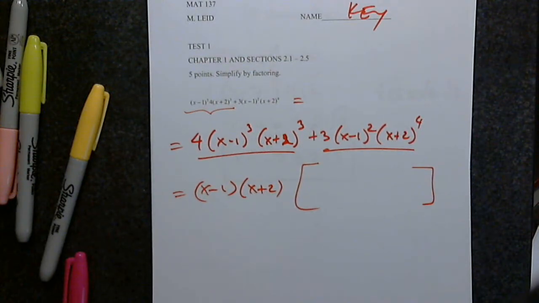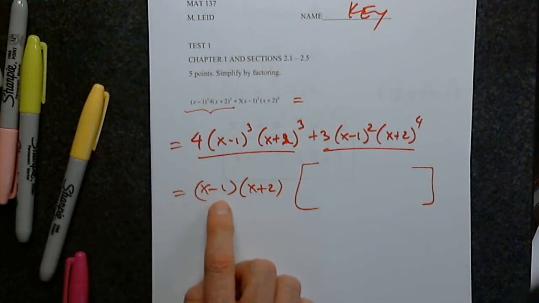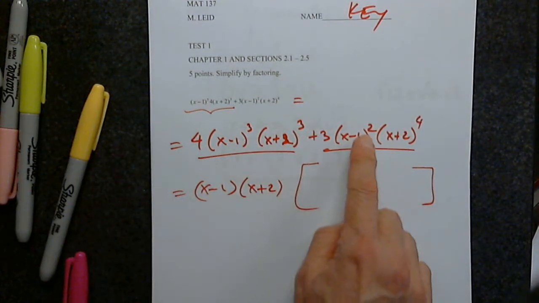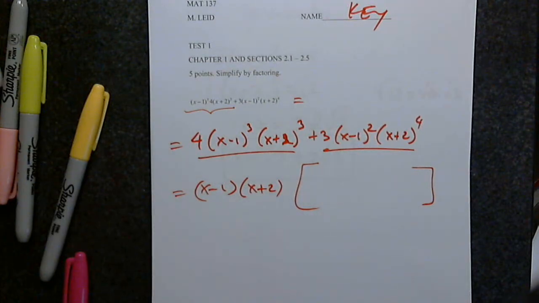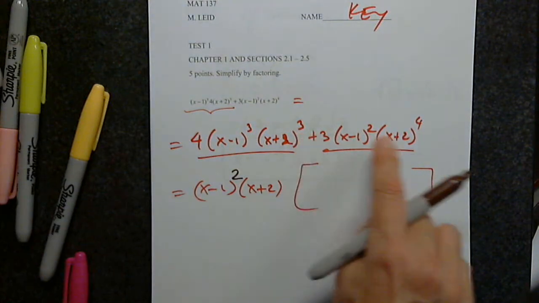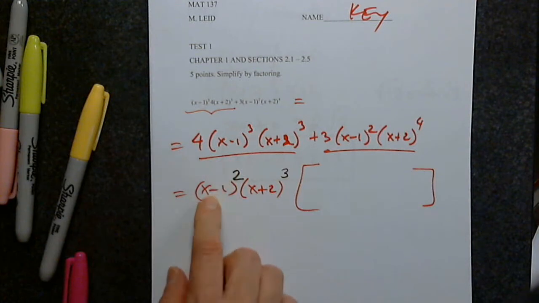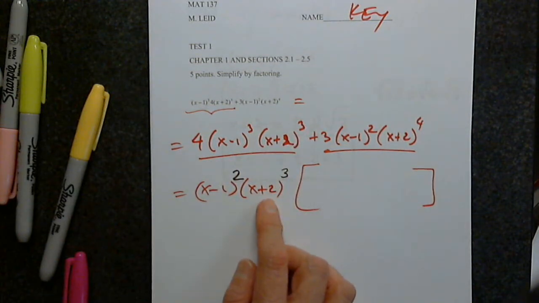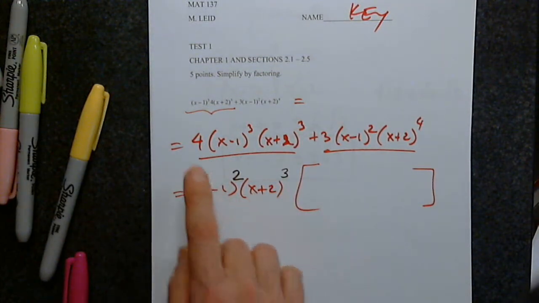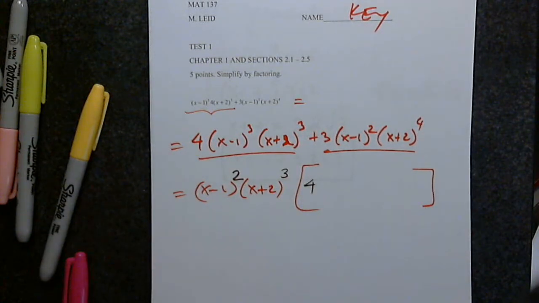So what exponent will I put for x minus 1? I see power 3 and I see power 2. Power 2, the smallest of the two. Awesome. I see power 3 and power 4. What do I get? Exactly. Smallest of the two, like we always do. What is left from the first term? I took two of these, and I took all of three from these. So a 4 must be left. But what else?